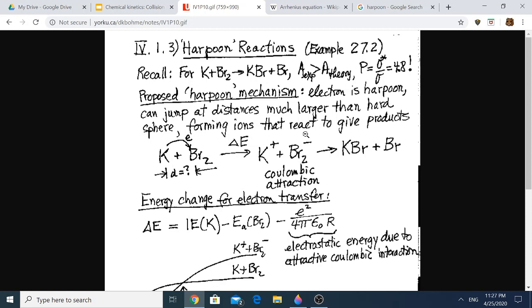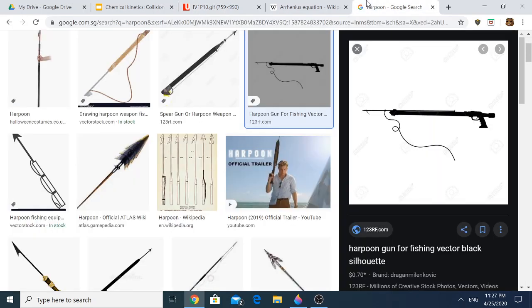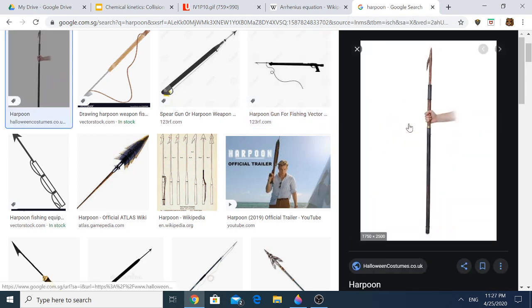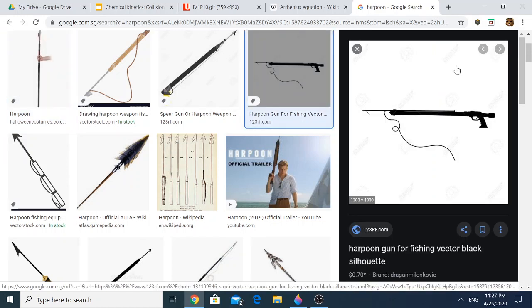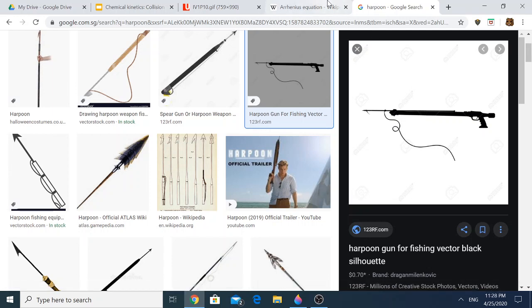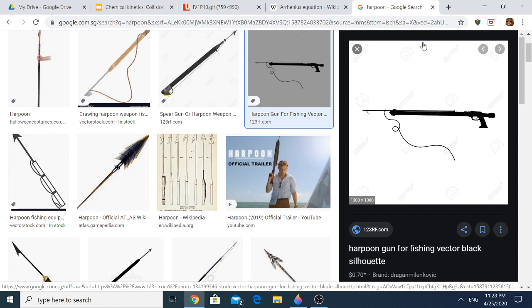As the author of the notes writes, we can view the valence electron that potassium possesses as a harpoon. For those who don't know what a harpoon is, I have an image from Google Images that helps to explain it. A harpoon is basically a spear that is used by fishermen to catch fish, and it can be attached to a gun to become a harpoon gun, a gun that shoots out a spear at a fish. Right now you may be a bit puzzled why I'm mentioning this, but it does link to the example.